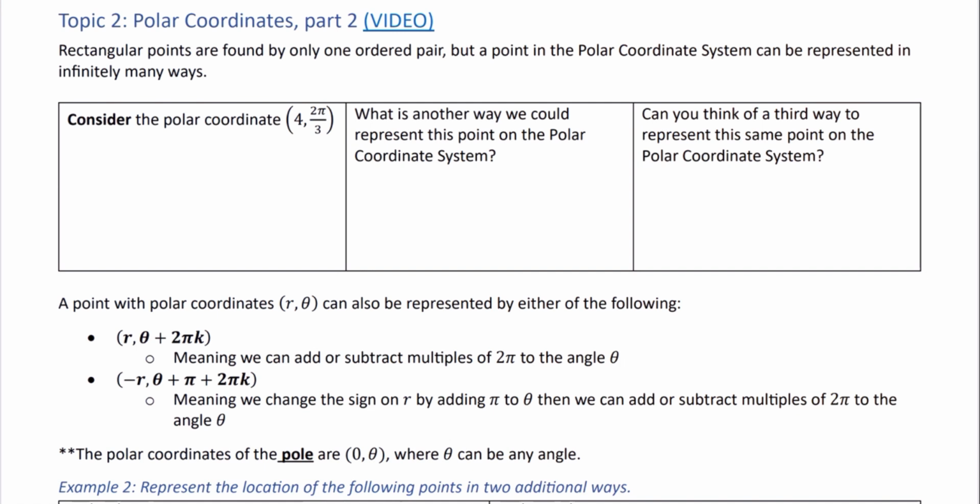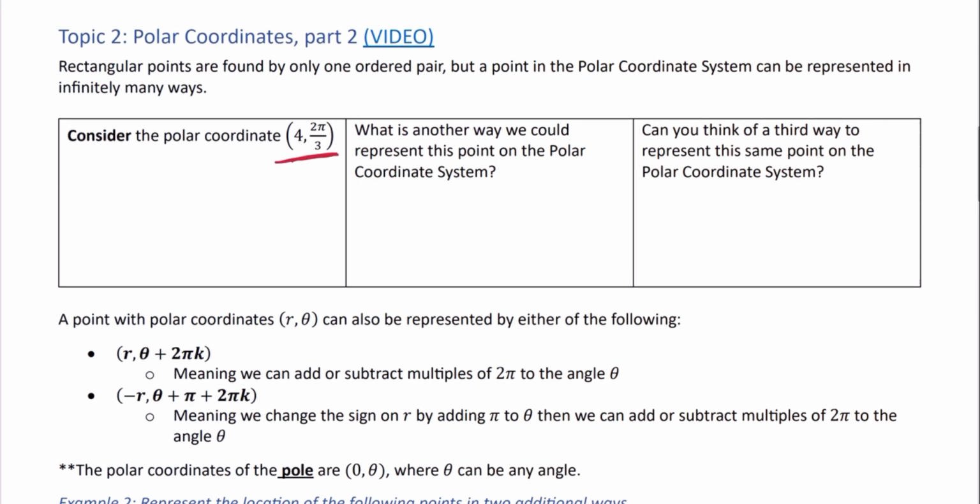In the previous video, we noted that a point in the polar coordinate system can be represented multiple different ways, whereas a point in the rectangular system can only be represented one way. In this video, we'll focus on how to represent those points multiple different ways in the polar system. We'll start by focusing on (4, 2π/3).